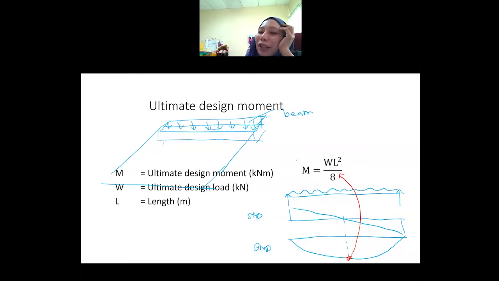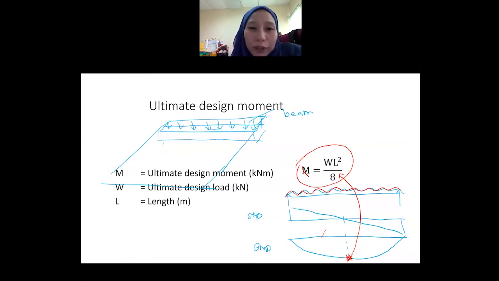Sebenarnya bila you dapat total load, ultimate design load tadi tu, itu adalah loading ini. Berapa loading kat sini. So you lukis SFD, lukis BMD, you akan dapat dia punya ultimate design moment, maximum bending moment. Value maximum ni moment, sama lah dengan you pakai this formula. Ini adalah formula dia untuk dapatkan ni. Kalau tak, you susah lah kena lukis benda ni. Kita tak nak lukis, kita nak cara mudah, kita pakai formula.